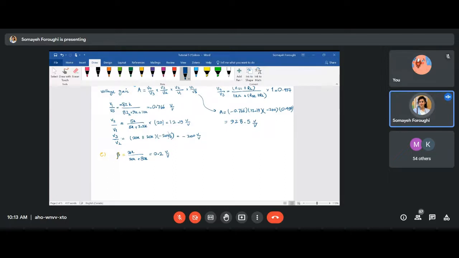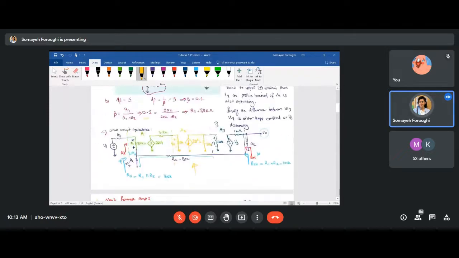And now what is your feedback? Your feedback factor is 1 plus A beta. So it's 1 plus, we just found A, and here is the value for A, 1 plus 928.5 times 0.2. So your feedback will become 186.7. This is your feedback, 1 plus A beta. Now let's move on to part F.